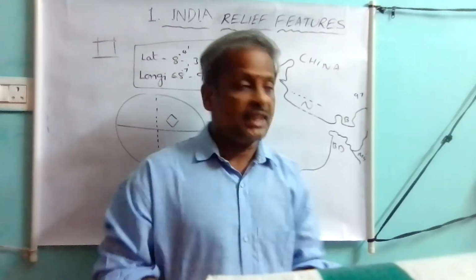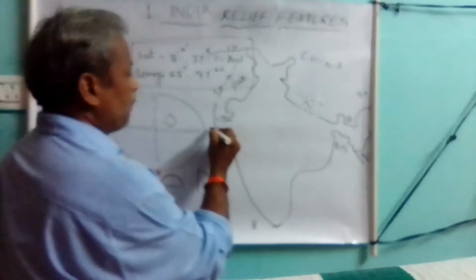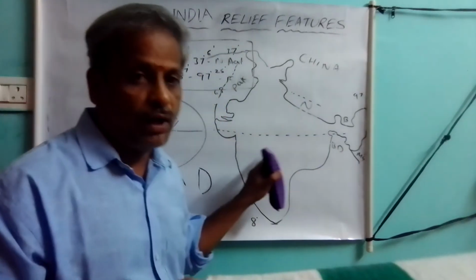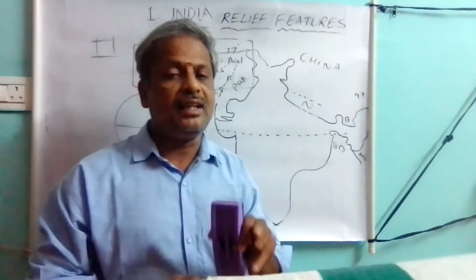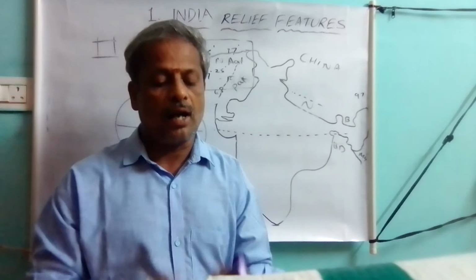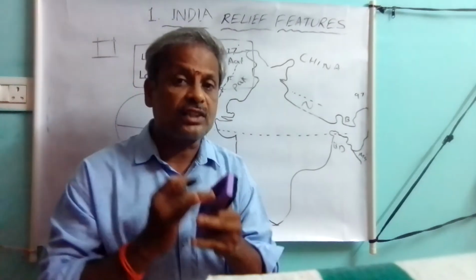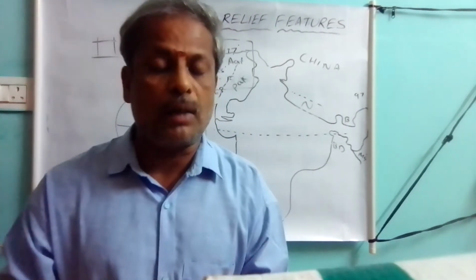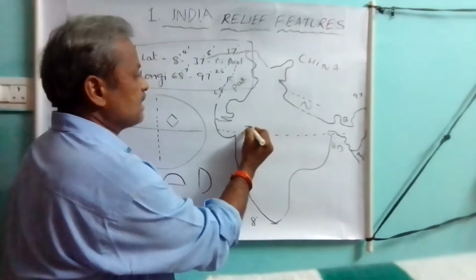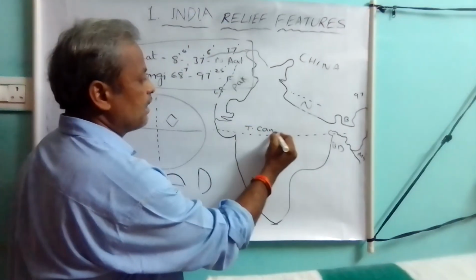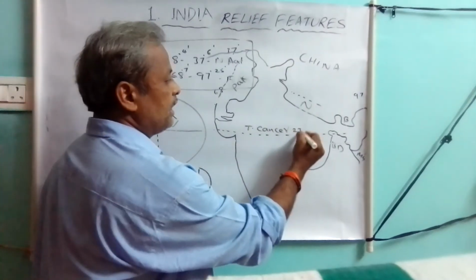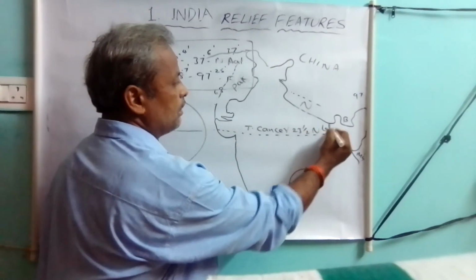And now we have to see which line passes through the middle of India, that is the Tropic of Cancer at 23.5 degree northern latitude, passing through the center of our India, which divides India into two equal parts, North India and South India. So the Tropic of Cancer passes through the center of India at 23.5 degree northern latitude.